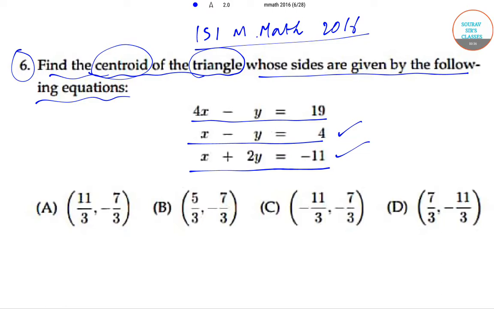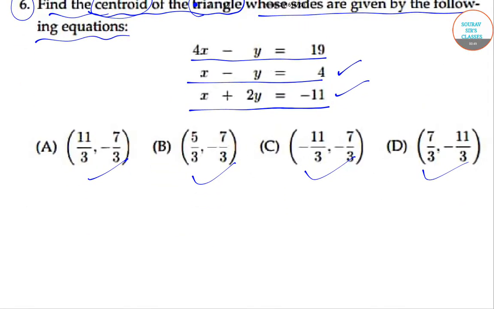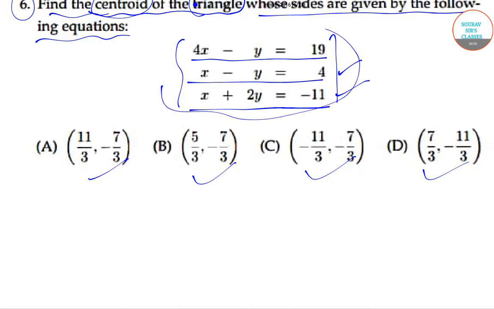The options that are given are 11 by 3, minus 7 by 3; 5 by 3, minus 7 by 3; minus 11 by 3, minus 7 by 3; and 7 by 3, minus 11 by 3. So what we'll do over here is try to solve these equations and find the points, to find the vertices of the triangle. And upon finding the coordinates of the vertices, we'll use the common formula to find the centroid of the triangle using the vertices.